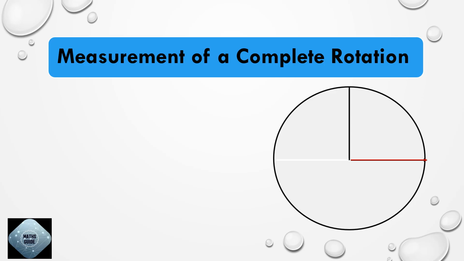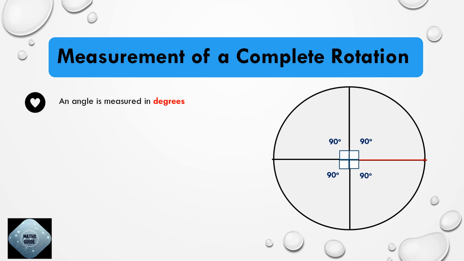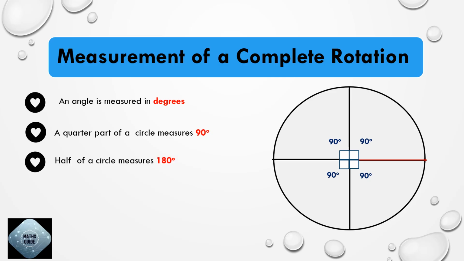Now I have a complete circle. Let's divide it into 4 equal parts. What we notice is that a circle is divided into 4 parts and each part is 90 degrees, which means each part represents a right angle. So we can easily notice that an angle is measured in degrees, as we all know. A quarter part of a circle measures 90 degrees. Half of a circle measures 180 degrees and a complete circle measures 360 degrees.